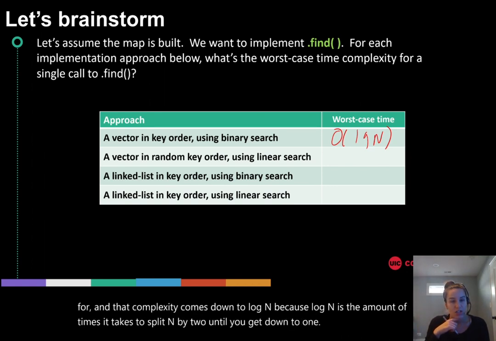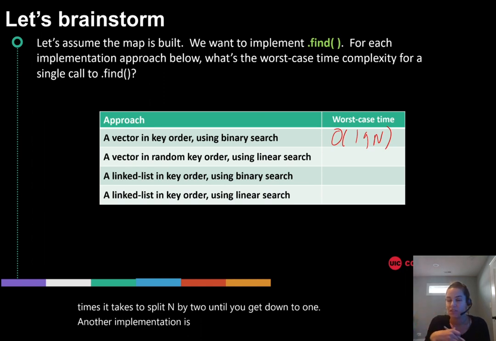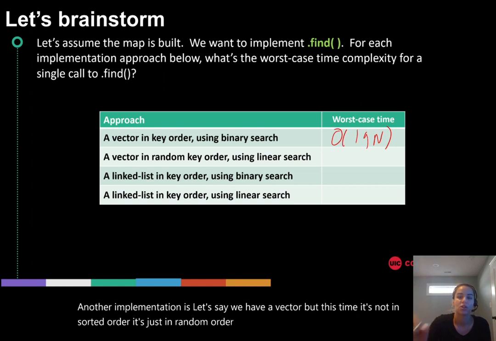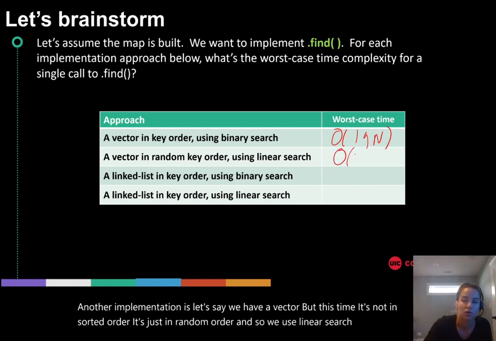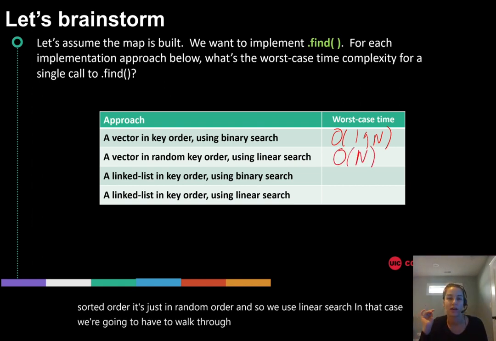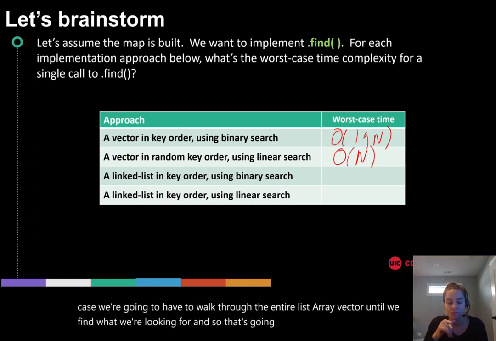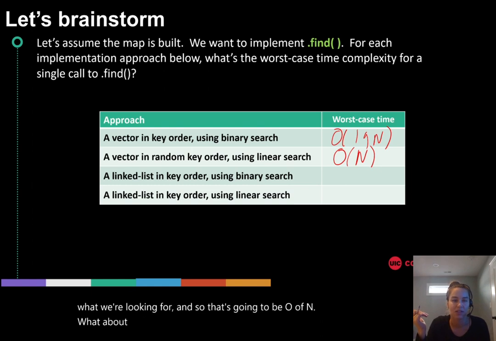Another implementation is, let's say we have a vector, but this time it's not in sorted order, it's just in random order, and so we use linear search. Well, in that case, we're going to have to walk through the entire list, array, or vector until we find what we're looking for, and so that's going to be O of n. What about a linked list? Does that help us at all?